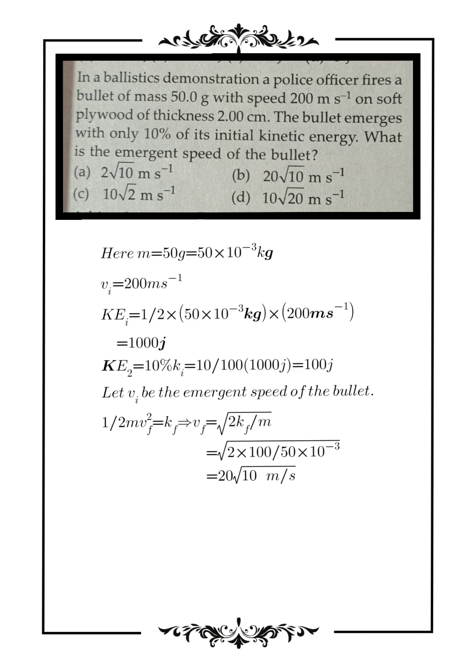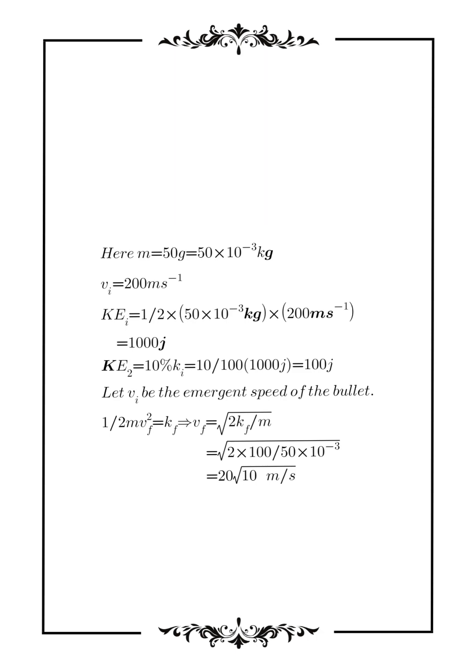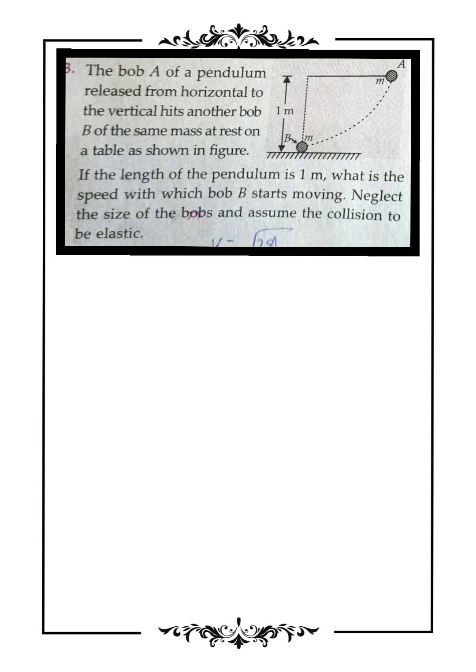Let vf be the emergent speed of the bullet. On making half m vf squared equal to the final kinetic energy Kf, we will get vf is equal to under root 2Kf by m. On substituting all these values, the emergent velocity of the bullet is equal to 20 root 10 meters per second.